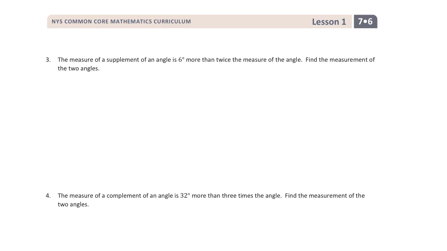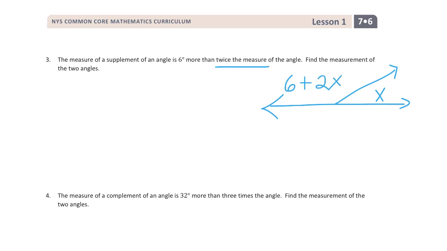Okay, number 3, the measurement of a supplement of an angle is 6 more than twice the measure of the angle. Find the measure of the two angles. So supplementary. Draw my two angles that form a straight line. Okay, so we've got one angle is x and the other one is 6 more, so 6 plus twice the measurement, so twice the other one. So 6 plus 2x. Now altogether they add up to 180. So 6 plus 2x plus x equals 180.